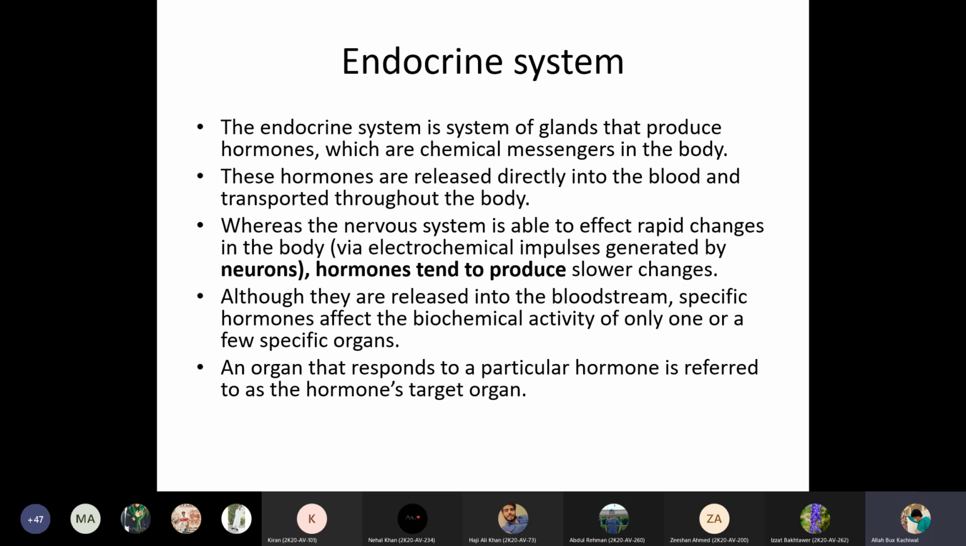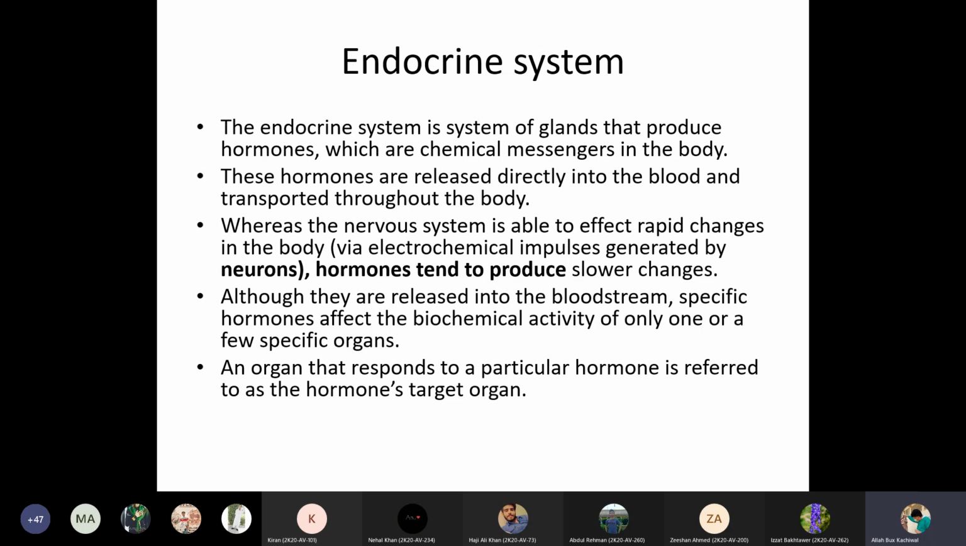rapid changes in the body. नर्वस सिस्टम इलेक्ट्रोकेमिकल इम्पल्सेस जनरेट करता है बाय न्यूरॉन, और फिर इमीडिएट, रैपिड इफेक्ट करता है टू चेंज द बॉडी। So the hormones tend to produce the slower changes, जबकि हार्मोन्स बिल्कुल ही आहिस्ता और स्लोली चेंजेस प्रोड्यूस करता है, और ये लॉन्ग लास्टिंग होता है। तो हार्मोन और एंडोक्राइन सिस्टम having a response, slow response but a long lasting response, बहुत देर तक उसका इफेक्ट चलता है, whereas the nervous system has to respond rapidly, quickly, and then it has a short action.